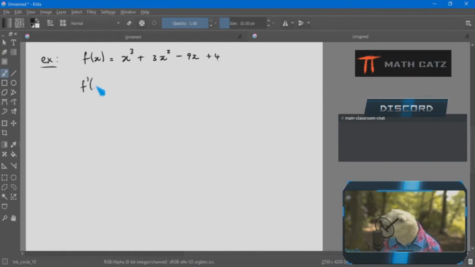Increasing decreasing behavior will really start to fill in the shape of the graph. But for that, I need to find the derivative. So I have 3x squared, all basic properties, plus 6x minus 9. Now I want to factor this. And I can start by taking out a 3. That's going to help me a whole bunch. And we're not going to make the factoring super complicated.